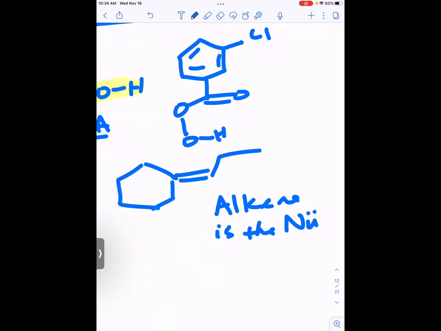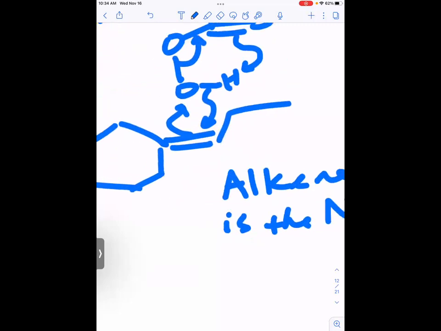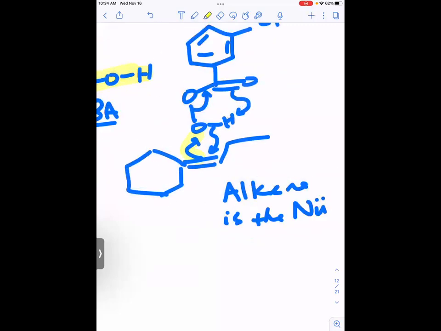So I'm gonna attack here, like so. And then I'm gonna take a pair of electrons from here. This pair of electrons is gonna come here, like that. And then this pair is gonna pick up that proton. It's a little bit convoluted, but you can see from here, this is where my two bonds to oxygen are gonna come from.